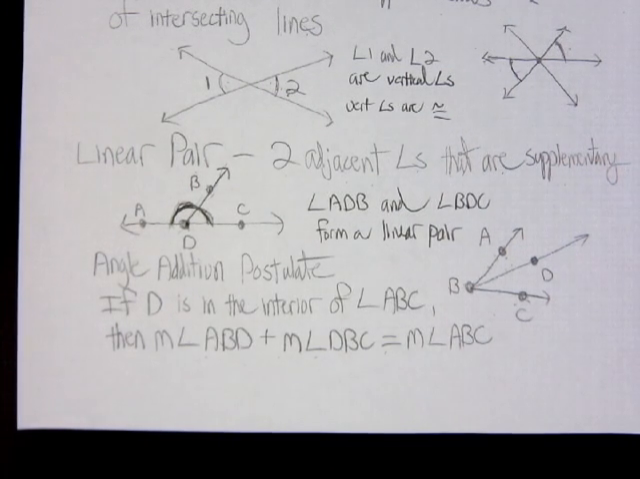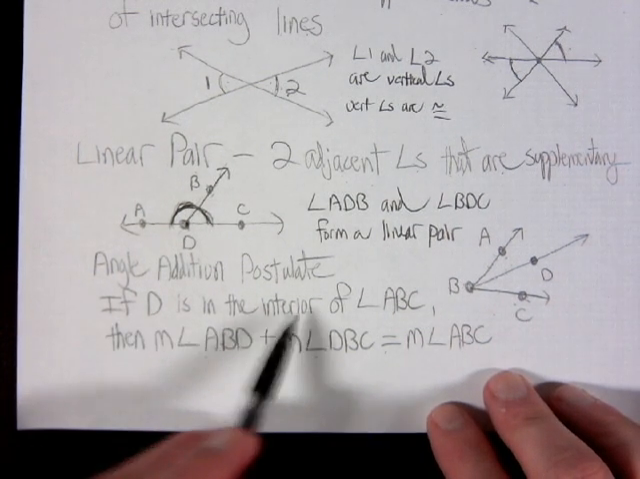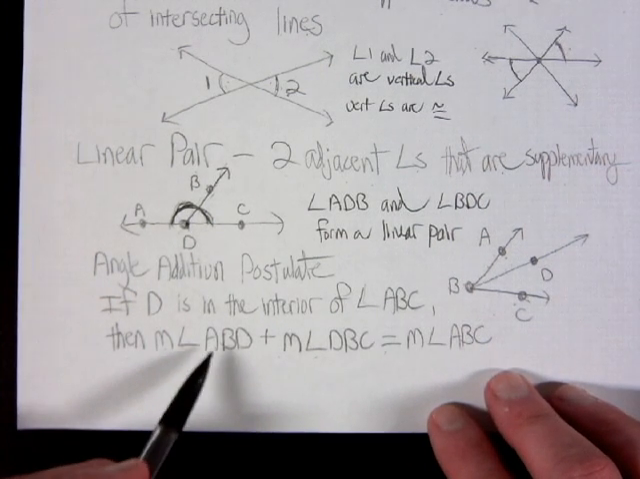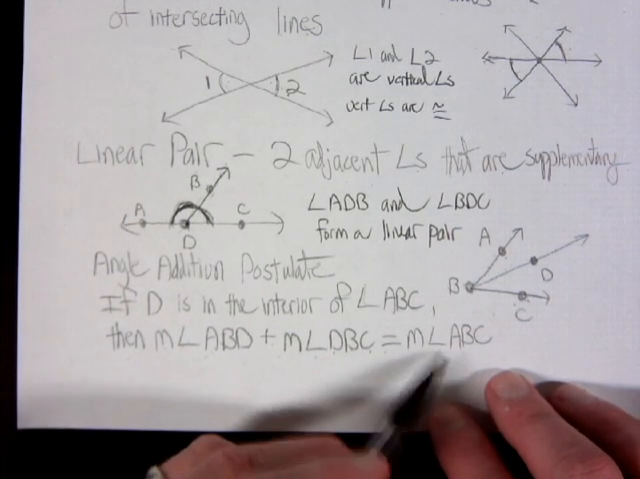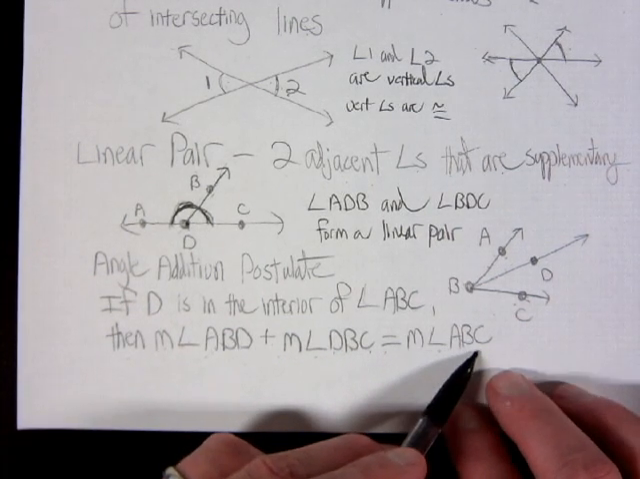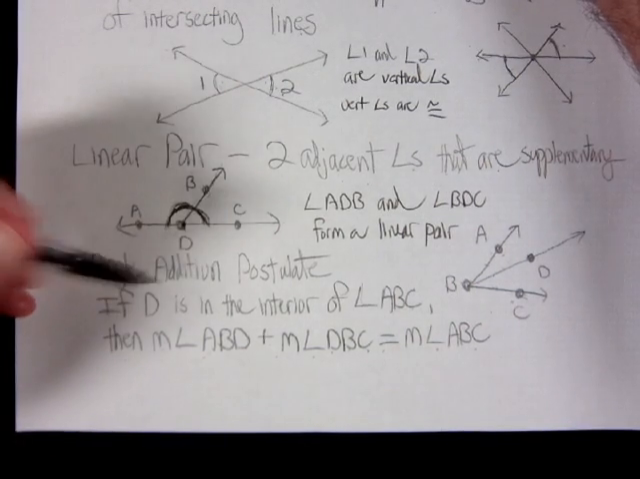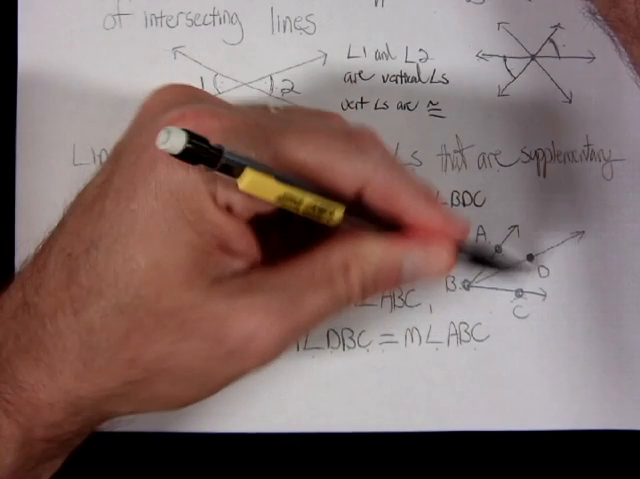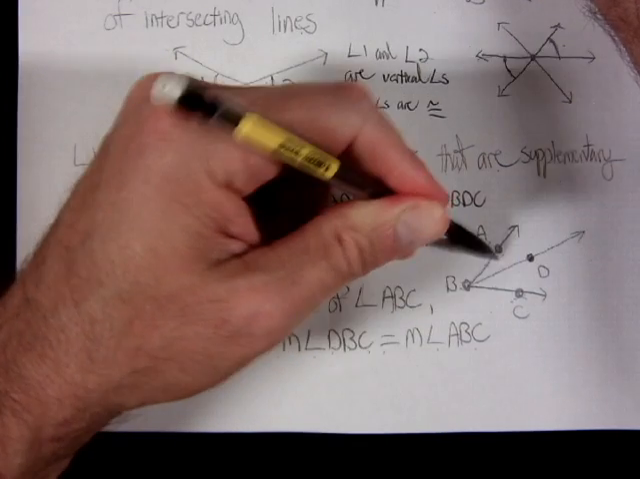All right, so now that takes us to the angle addition postulate, and here's what it states. If D is in the interior of angle ABC, then the measure of angle ABD plus the measure of angle DBC equals the measure of angle ABC. Now let's trace this out and see exactly what it means. If point D is in the interior of ABC, so we have point D right here, it is inside of the angle.